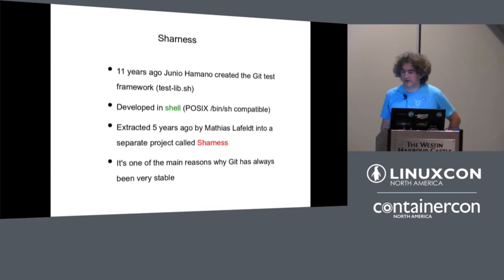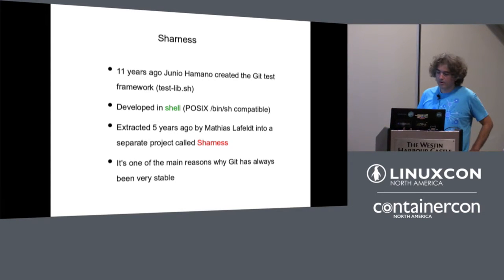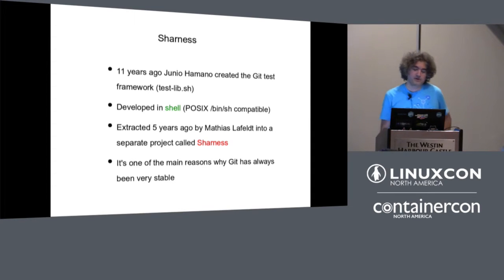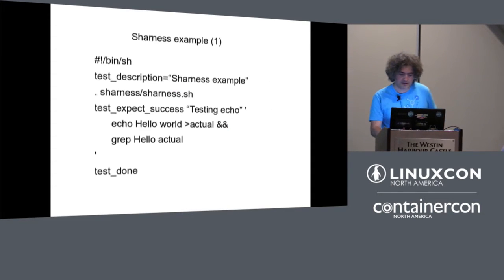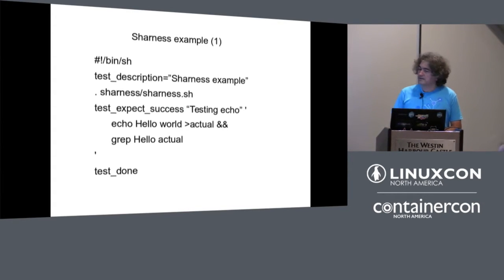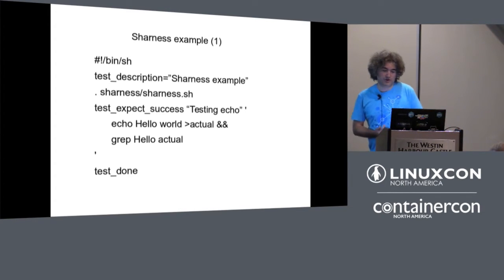Git test framework was developed by Junio Hamano himself in May 2005, so just 1 month after Git started. And it's developed in shell, and it was extracted from Git 5 years ago by Matthias Lafeld into a project called Sharness. And in my opinion, it's one of the main reasons why Git has always been very stable. It's because it's really comprehensive and testing many things.